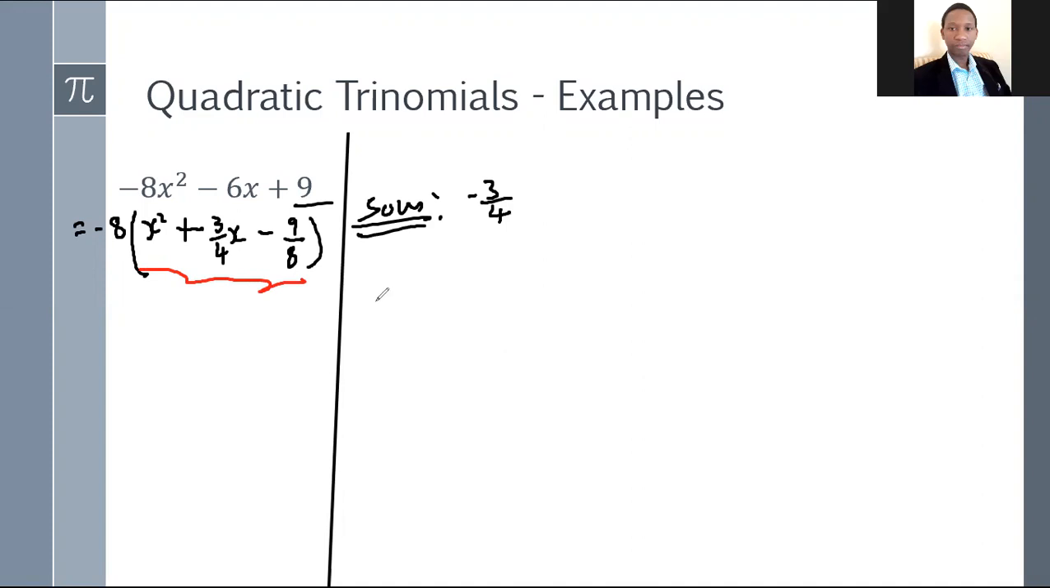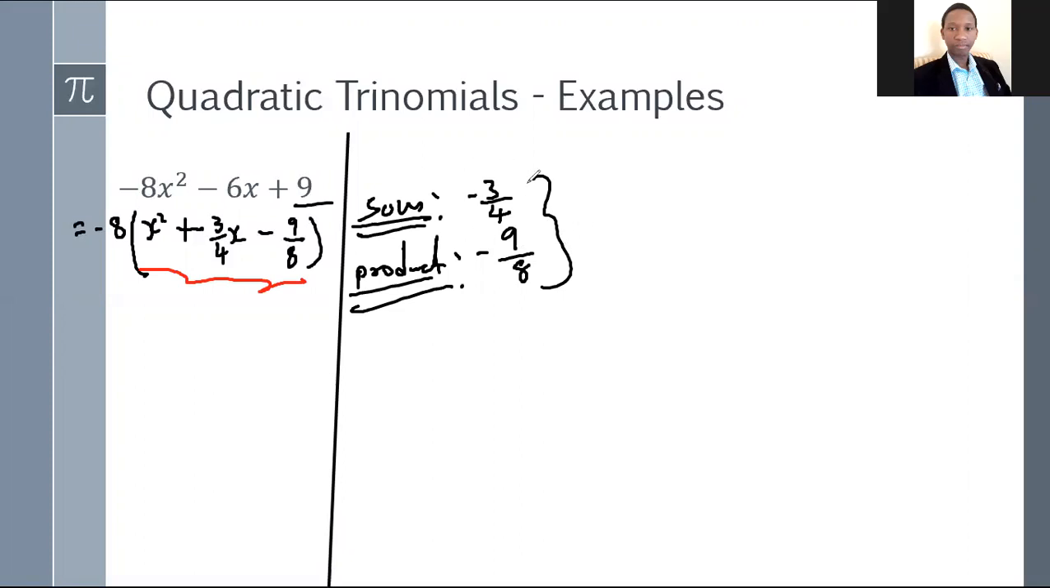A fraction, yes, it happens. Product should give me a negative 9 over 8. Oh, wow, this looks nasty, right? Yes, but we just have to follow and trust the process and see what comes out at the end of the day. Remember what we do.